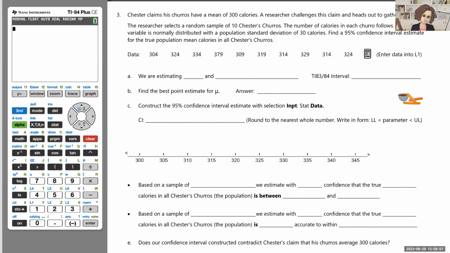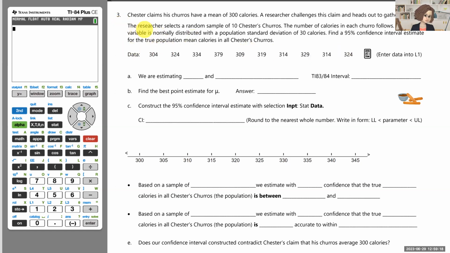Welcome. We'll be taking a look here at a question where data has been provided to us. It says Chester claims his churros have a mean of 300 calories. A researcher challenges this claim and heads out to gather evidence. So the researcher selects a random sample of 10 Chester's churros. The number of calories in each churro follows.